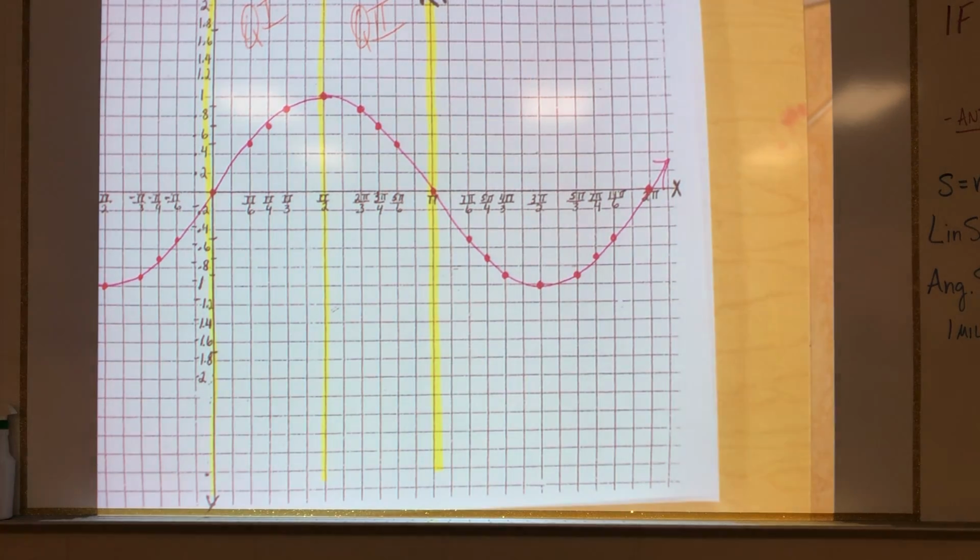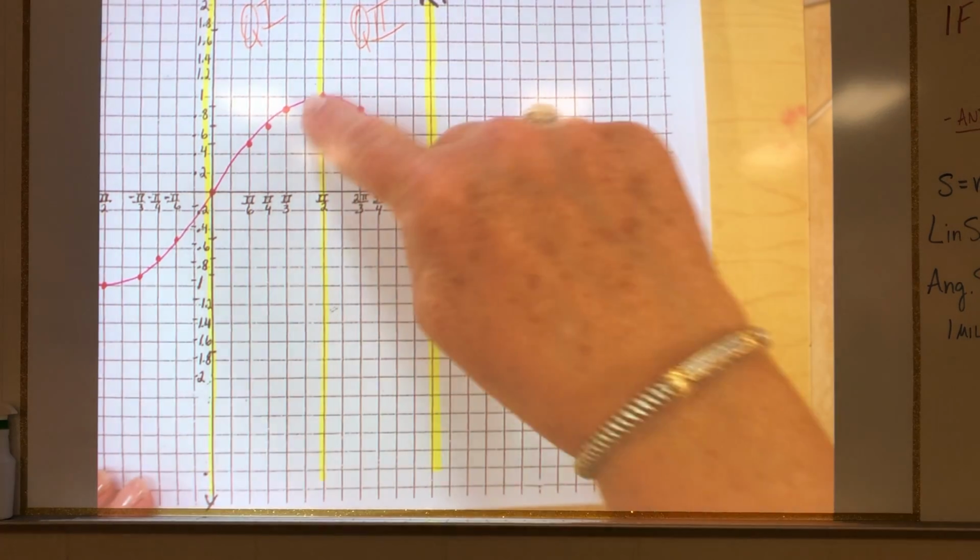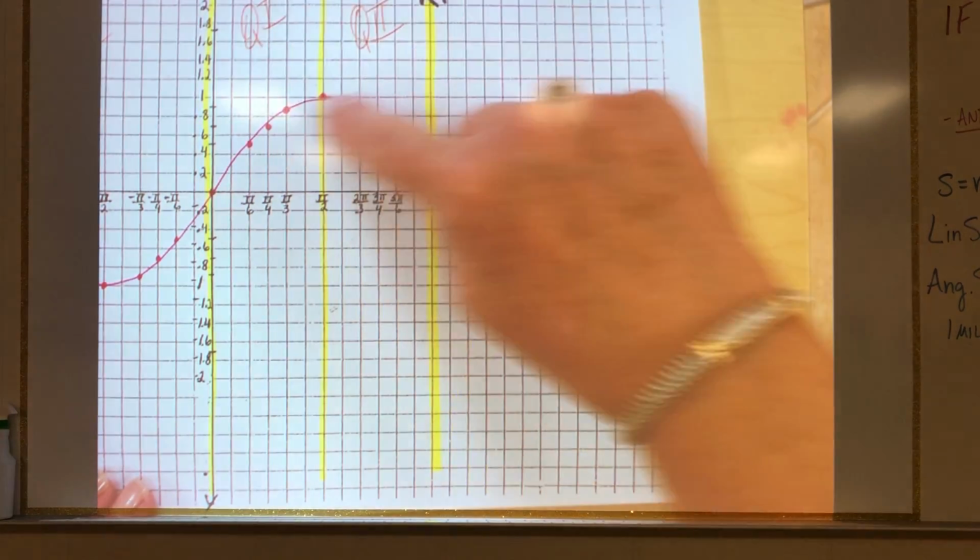Who's positive in quadrant 2? Sine and its reciprocal, right? Cosecant. Okay? Remember, cosecant is going up like this.